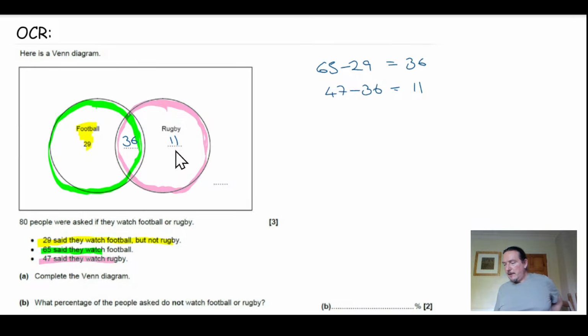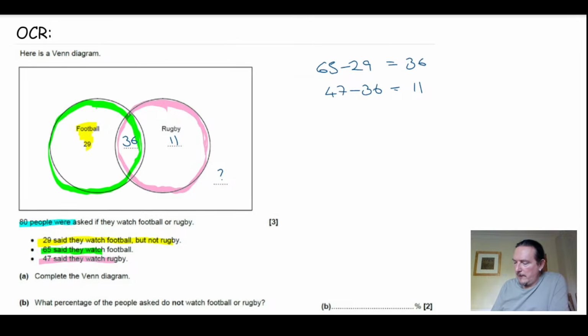So complete the Venn diagram. Not quite complete, is it? We just need, remember, we've got a little mystery one on the outside here that we need to work out. So how are we going to do that? Well, we know that there are 80 people altogether. Okay, so those 3 numbers plus the mystery number should add up to 80.